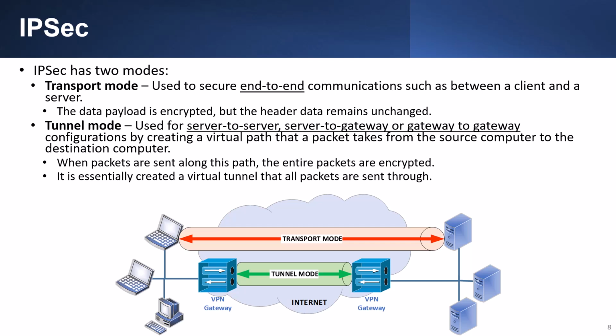IPSec has two modes. Transport mode, used to secure end-to-end communications, such as between a client and a server. The data payload is encrypted, but the header data remains unchanged. Tunnel mode is used for server-to-server, server-to-gateway, or gateway-to-gateway configurations by creating a virtual path that a packet takes from the source computer to a destination computer. When packets are sent along the path, the entire packets are encrypted. It's essentially creating a virtual tunnel that all packets are sent through.